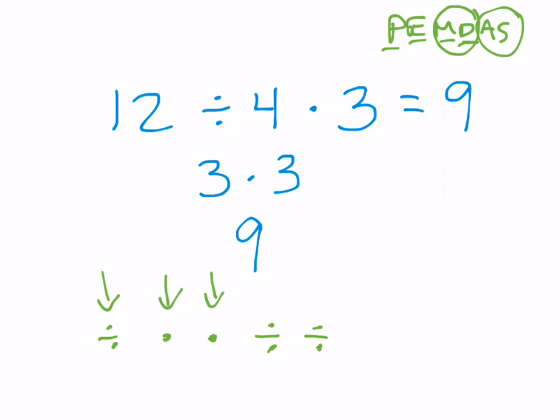Now if you had some addition and subtraction mixed in there, you would still skip over those. So if this were like division, addition, multiplication, okay, then you would still do division, multiplication, division, division, and then go back for addition in the next step.